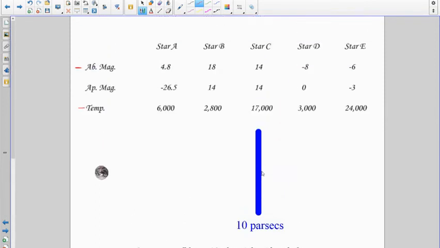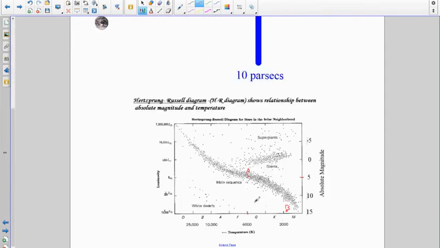Then I'm going to look at star C. A 14, once again, is very dim, and 17,000 is actually really hot. So it's a hot, dim star. If I look over here, 17,000 is going to be around here, and then the 14 puts it right around over here. So that, hopefully you can see, is going to be a white dwarf, and that was star C.